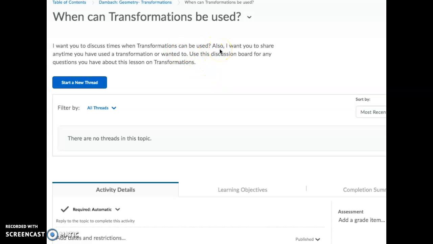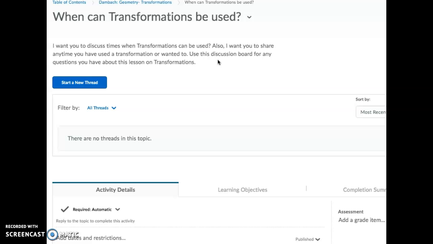So there's so many different ways transformations can be used, especially if you're in photography. And so I'm sure there's people who are in photography, but also construction, architecture, any sort of artsy thing. Transformations can be used, but even just in daily life, posting pictures on Facebook. And so I want you to share anytime you have used a transformation or wanted to. And so like what type they would use, they already have used before they did this lesson.